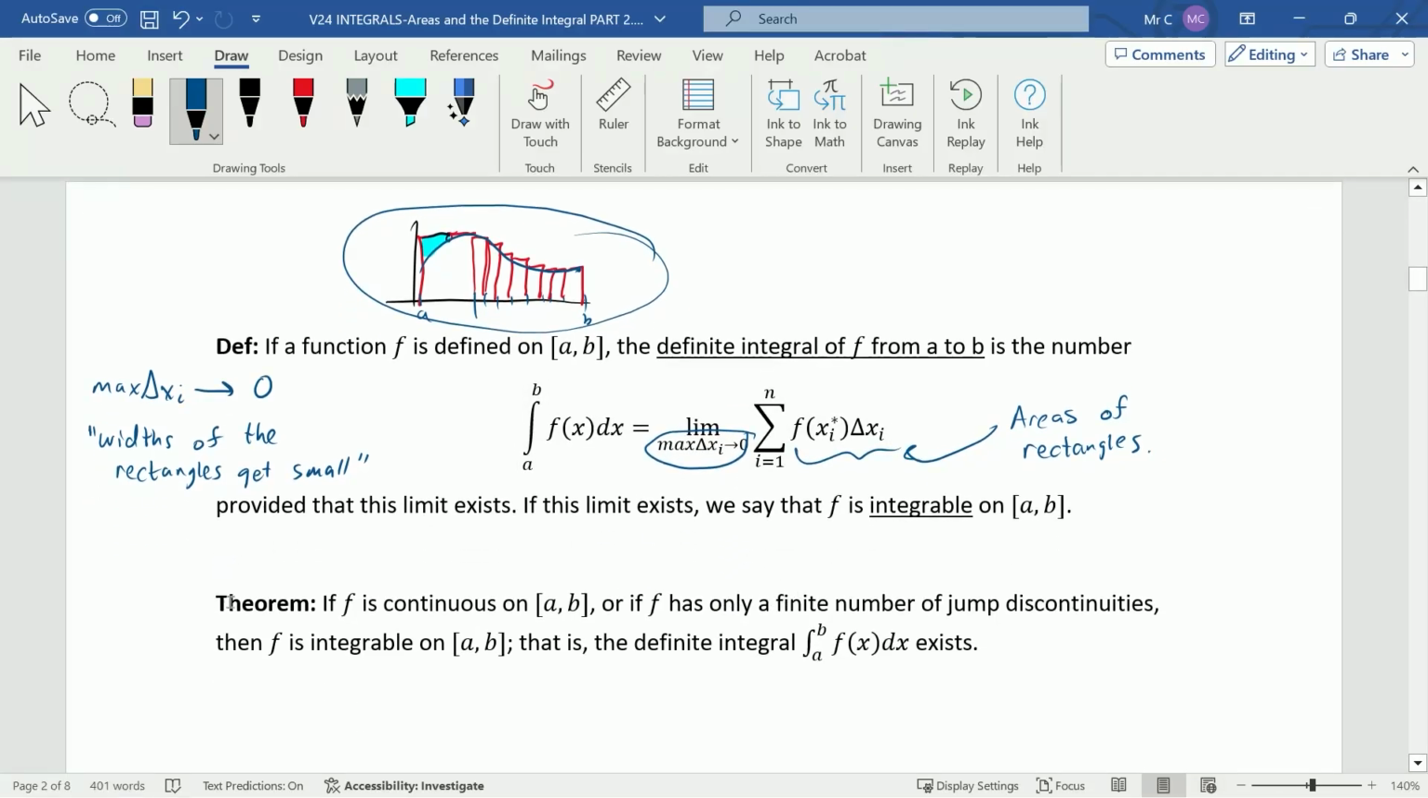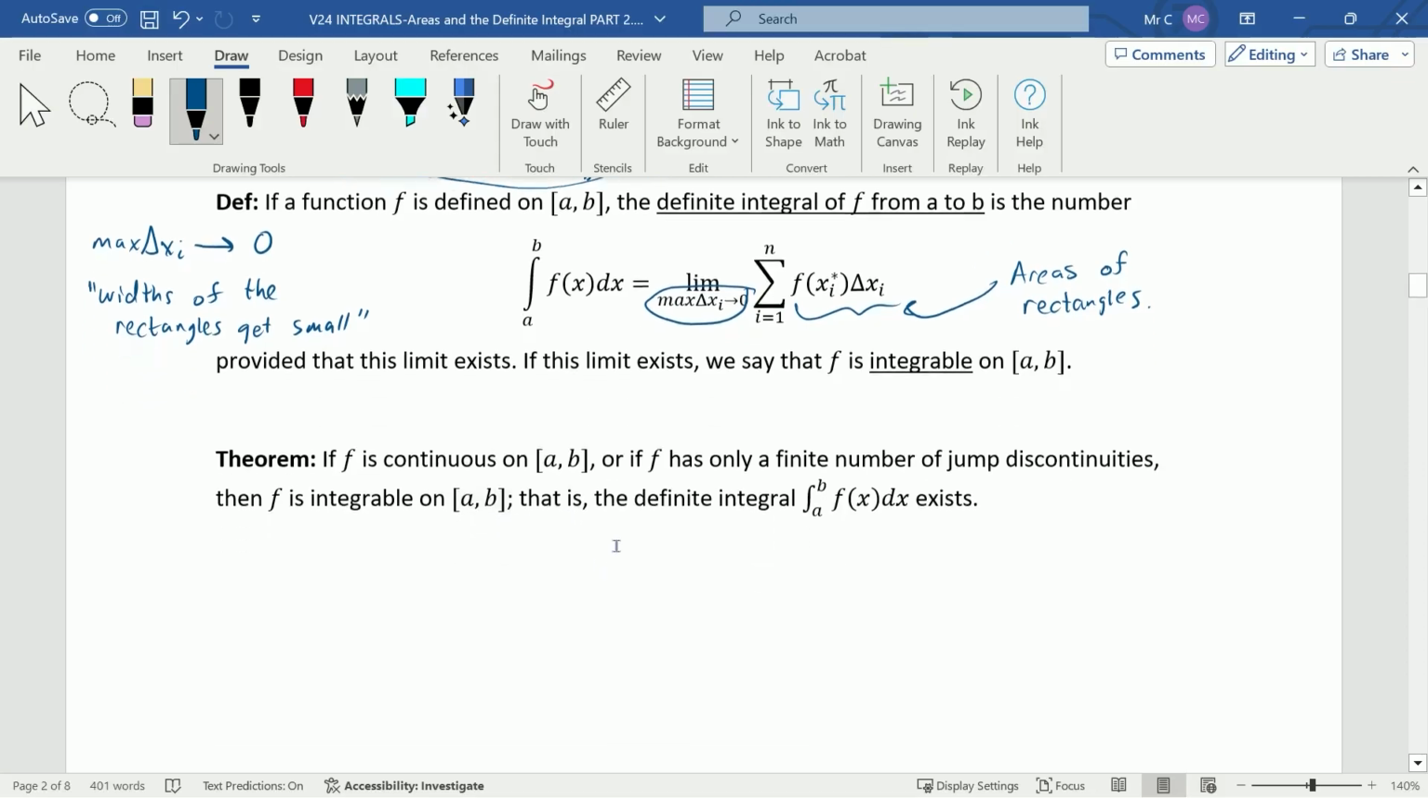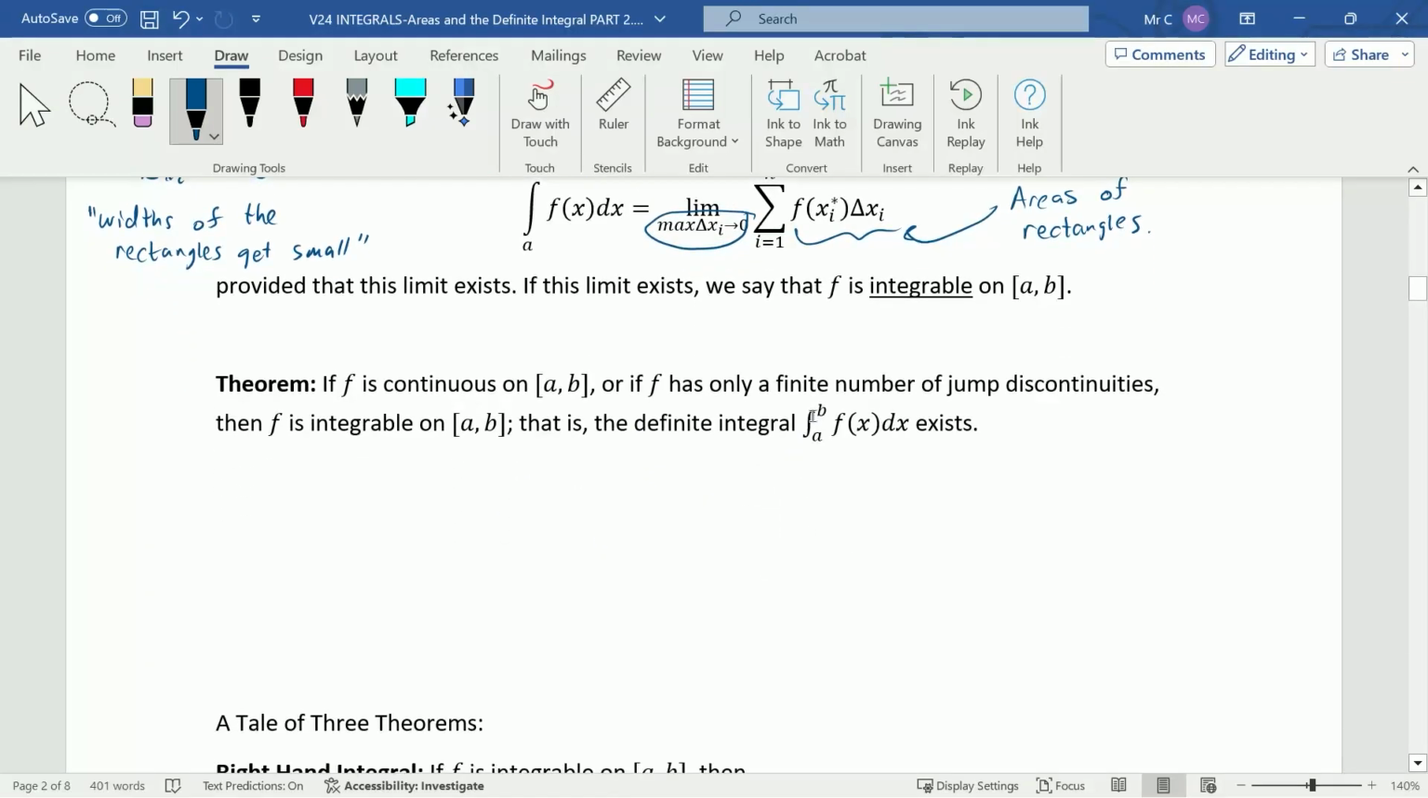So this theorem is very important because it tells us that under certain conditions, you always get the same value for this limit no matter how you broke up your rectangles. This theorem says if f is continuous on the interval from a to b, or if f has only a finite number of jump discontinuities, then f is integrable on [a, b]. That is, the definite integral from a to b of f(x) dx exists.